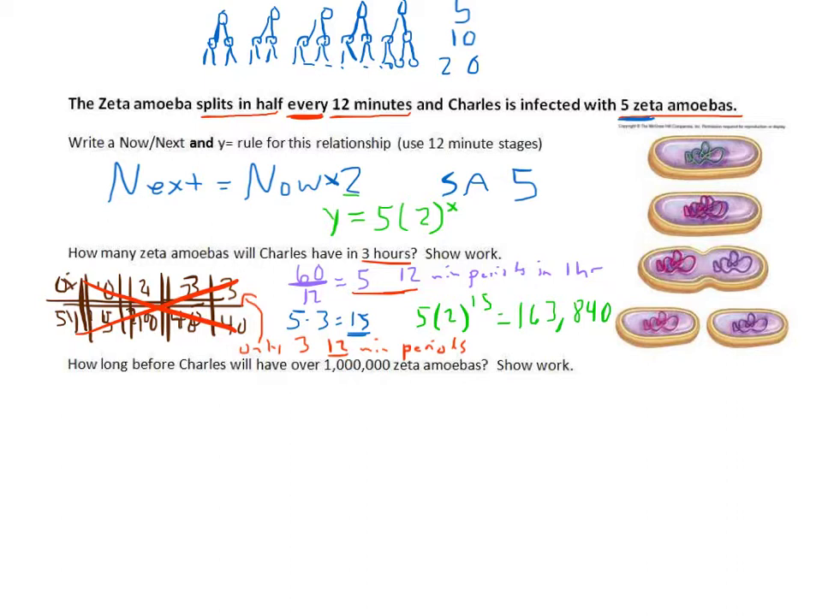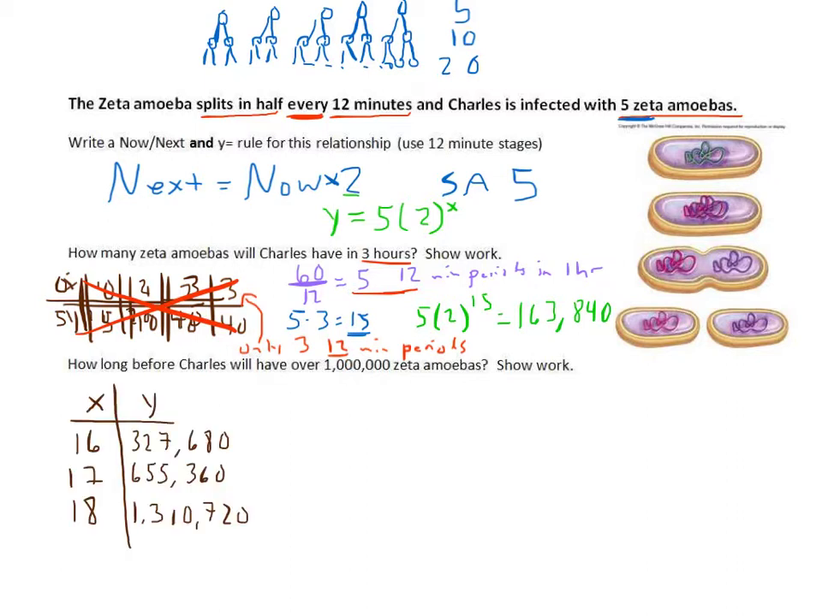Okay, how long before he's going to have over 1 million zeta amoebas? I need to check a table. So we have to go all the way down here, so it happens between stage 17 and 18. And I could zoom in if I needed to, get to about 17.6. For this one, I'm just going to use this whole number. The key thing here is that this 18, this is not 18 hours. This is 18 12-minute periods.